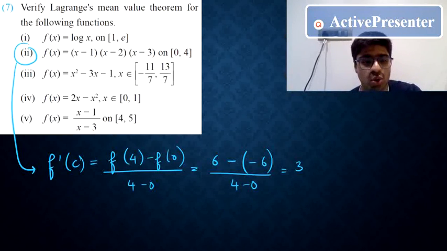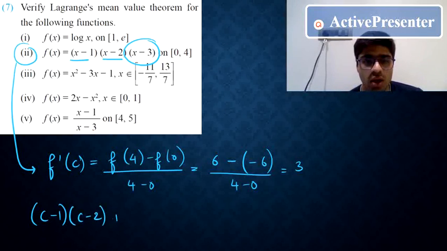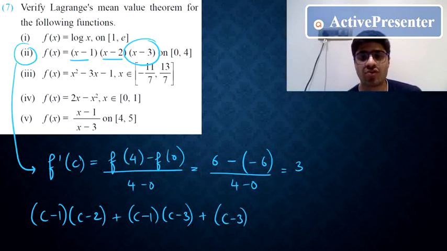F dash of c is going to be obtained from here, that is, you take f dash of x. F of x is a function of the type u v w, so the derivative is going to be u v times derivative of w, that is x minus 1, x minus 2 into 1. So we are finding f dash of c, right? So we will write it as c minus 1, c minus 2 into 1. Then it will be u w times derivative of v, which is c minus 1, c minus 3 into 1, plus the last term will be v w and derivative of u, which is equal to 1. And we are equating that with 3.